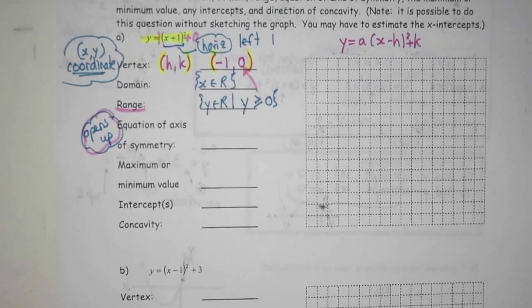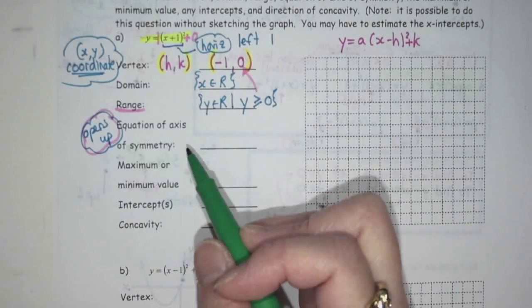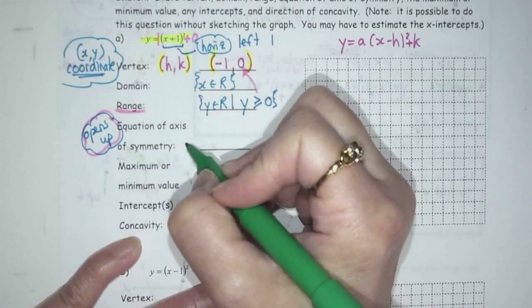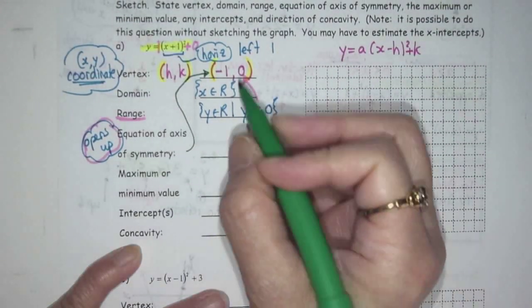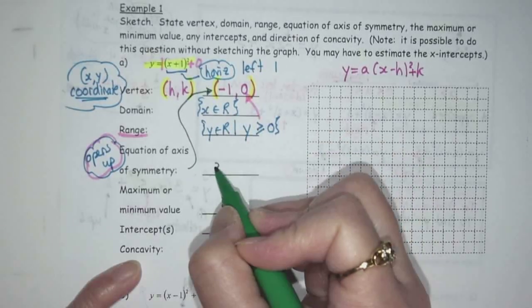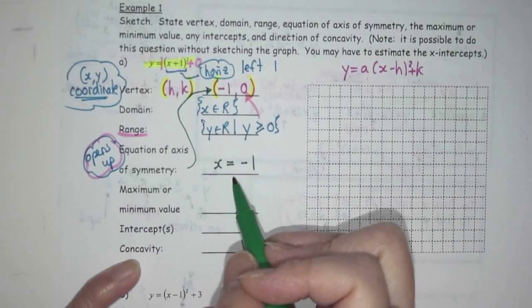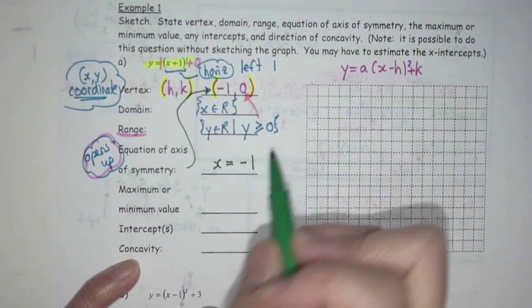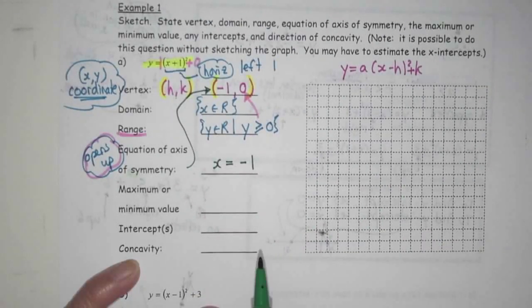Okay, the next question says the equation of the axis of symmetry. The axis of symmetry is always taken again from the vertex. So this vertex gives us all the information. It's always wherever the vertex is, which is -1, and it's the x value, so x equals -1. That's the equation of the axis of symmetry. That's the halfway point for any parabola, and I'll show it when I graph it.